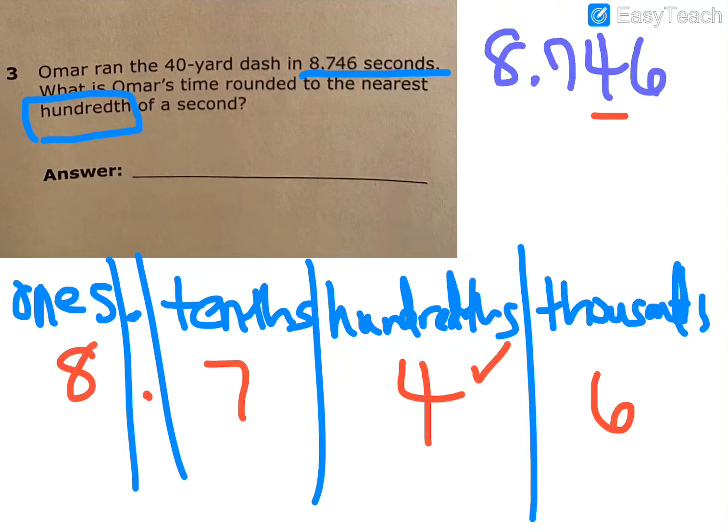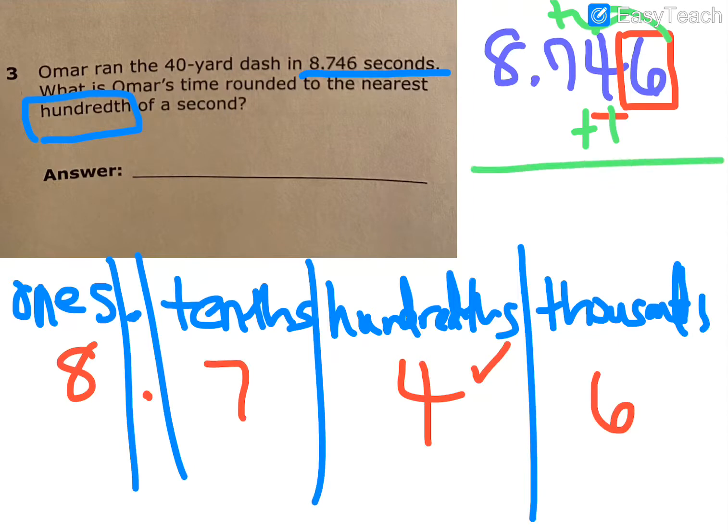And then you are supposed to box the number behind it to see if it's 4 or less or 5 or more. Is 6 4 or less or 5 or more? That's right. It is definitely 5 or more. So what does that tell us we have to do? Great. We're going to add one more to the digit that is in front. So we're going to add one more to the 4. If you do that, the 6 goes away and becomes a 0.